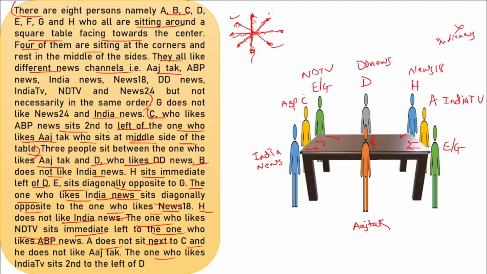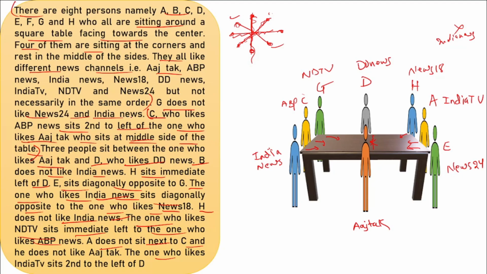Okay. Have we left any other point? Yes. In the starting we left that G does not like News 24 and India News. Okay, so G is not the guy who left. Okay, this is India News. We are fixed with it. We are only left with News 24. Where are we going to be putting News 24? This is the only place to put News 24, and it's been telling you that G does not like News 24. So this guy would be E, who likes News 24, and NDTV is liked by G, and we are done with this. We are only left with one person, and who is that one person?